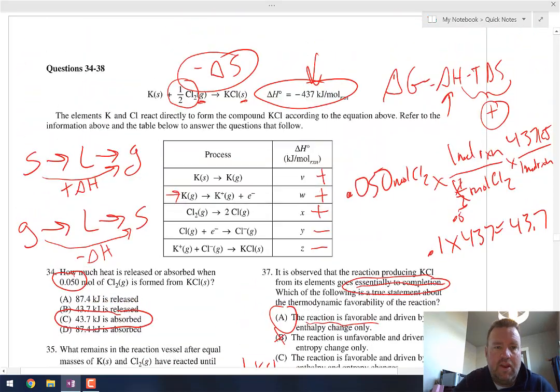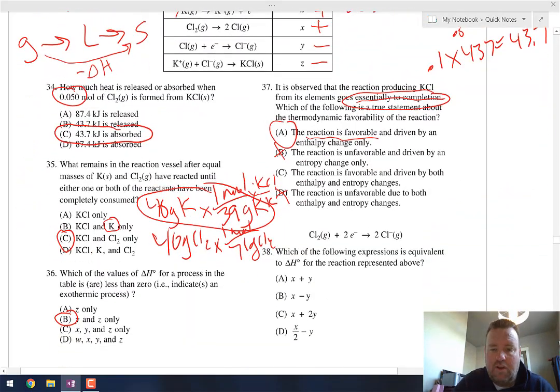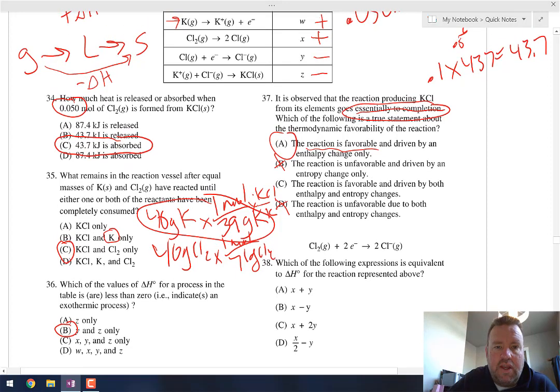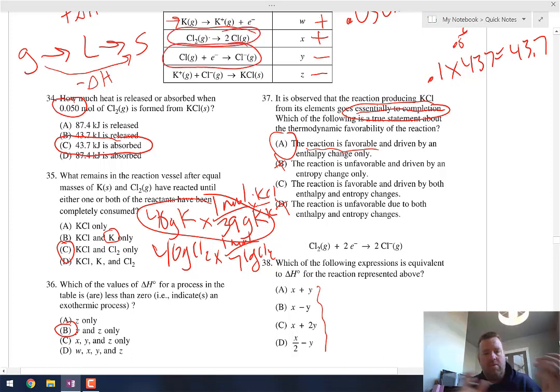Okay, and then question number 38, the last one for this section. Which of the following expressions is equivalent to delta H for the reaction represented above? Okay, so we can see that we've got Cl2 plus 2 electrons becoming 2 Cl minuses. Notice every answer has a combination of X and Y. So X is obviously this equation, Y is this equation. We somehow want to combine those two to make this equation here.